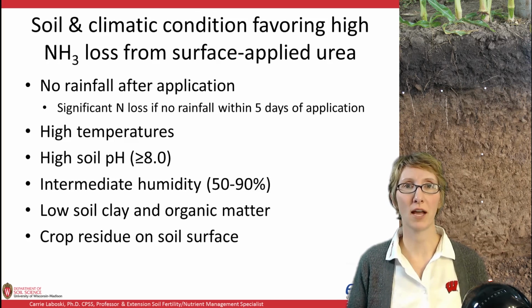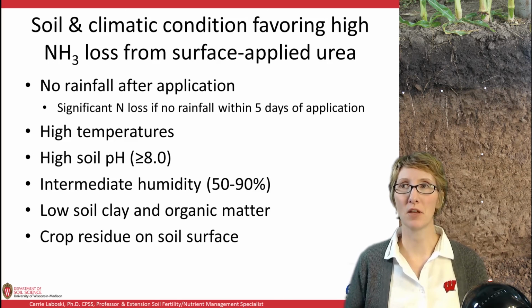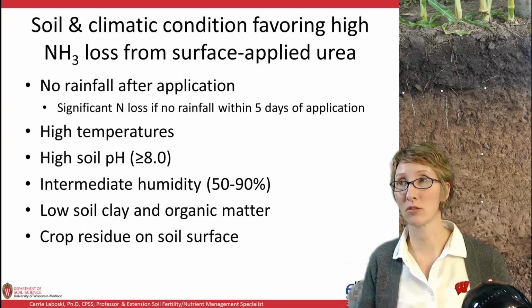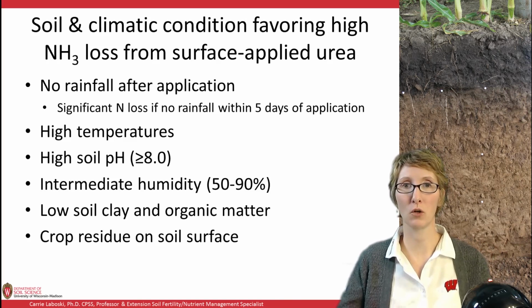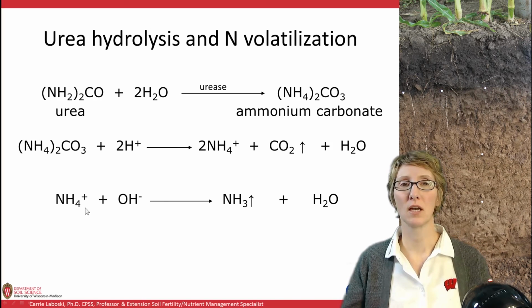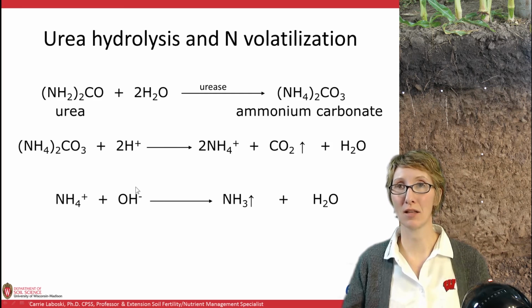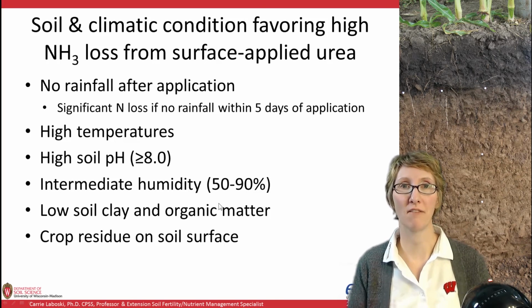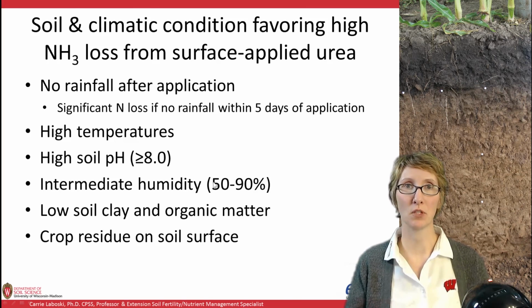Number one is no rainfall after application. Typically, if you have no significant rain within 5 days of application, you may lose a lot of that urea. It will volatilize. Higher temperatures are much worse. High soil pH, because this last step, if we go back here, you'll see this ammonium plus a hydroxide, that's going to be occurring more at higher pH, will produce ammonia. So if we have higher pH soils, we're going to be more likely to have volatilization losses than somewhat lower pH soils. And if you have intermediate humidity between 50 to 90%, so you need moisture.